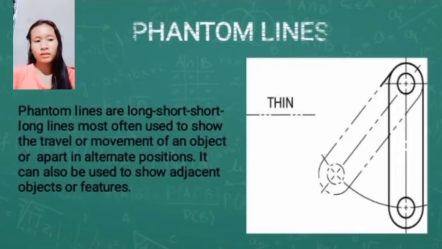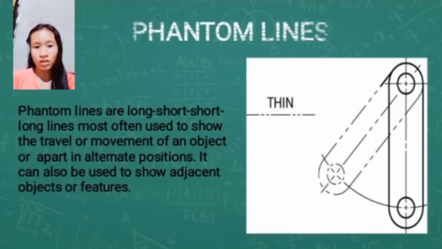Next is the phantom line. Phantom lines are long lines most often used to show the travel or movement of an object, one apart in alternative positions. They can also be used to show adjacent objects or features. It means that phantom lines represent the disclaimed portion of a design drawing, and they also indicate imaginary features. The line weight is usually thin and measures 0.3 mm.